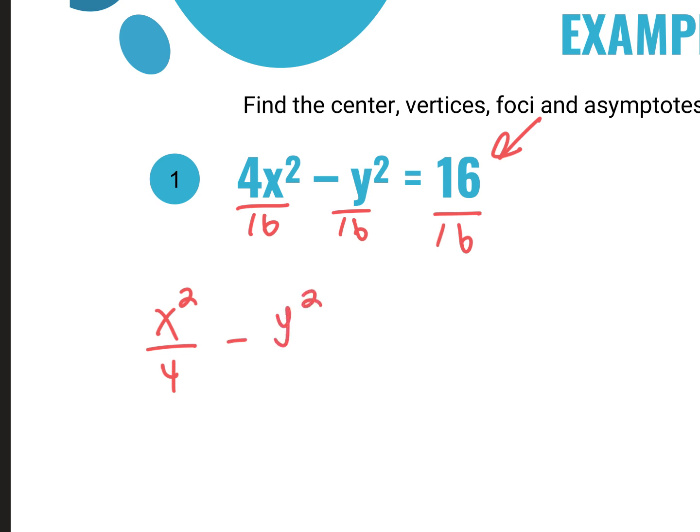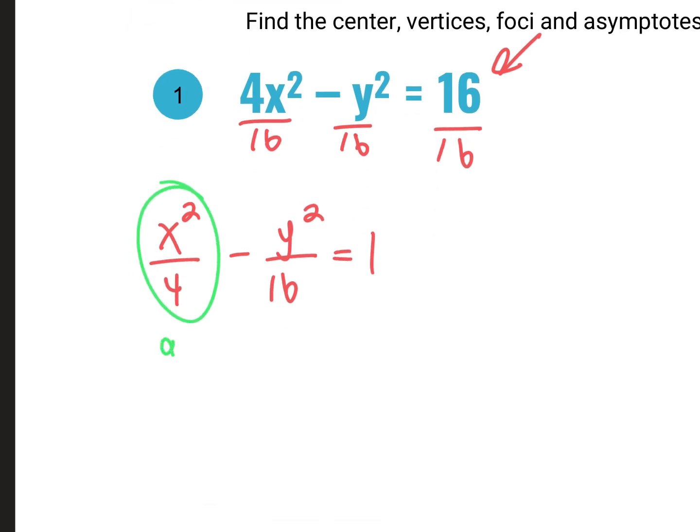Minus y squared over 16 equals 1. Now the difference, if this was a plus sign in the middle, you would tell me that it was a vertical ellipse because the bigger number was under the y squared. That's not the case. Whatever is first tells you what you're dealing with. Right away, you know that this is your a squared value. This is your b squared value.